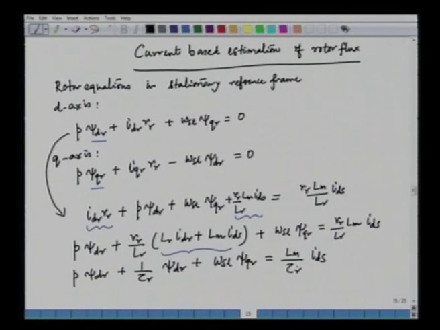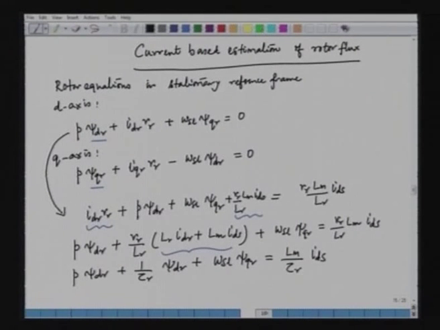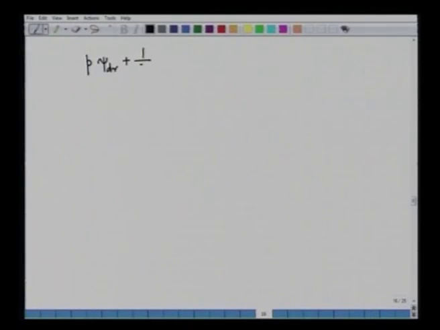We can further simplify this, and after simplifying, what we obtain is the following: P psi dr plus 1 upon tau r into psi dr plus omega r psi QR, minus Lm by tau r into IDS, that is equal to 0.